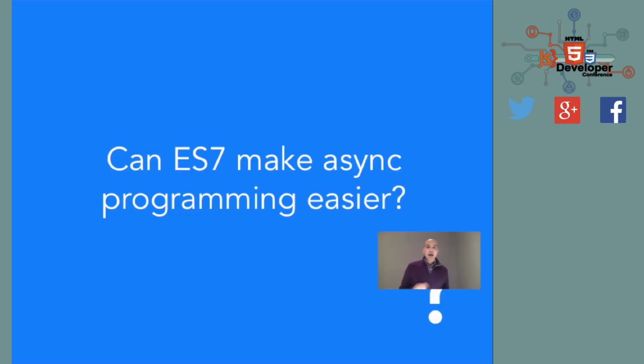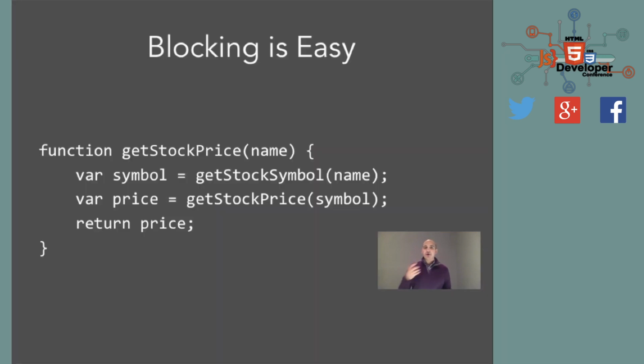Now, a lot of JavaScript developers out there have to deal with async programming. And it's probably a worthwhile question to ask, how can ES7 make async programming easier? Well, I think we're all familiar with the concept of blocking. And blocking is easy. Here's an example of a function where we get the stock price for a given name of a company. Now, the first thing we do is retrieve the symbol for that name, and then finally we pass that symbol to a getStockPrice method, and then get the price out and finally return that.